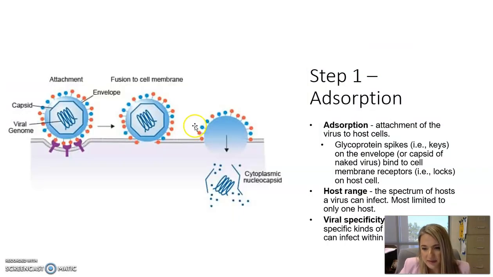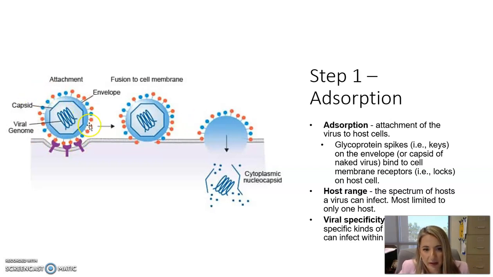So to be more specific and go through it in detail, the first step of an animal virus replication cycle is adsorption. The overall gist of this is that the virus is going to attach to the host cell. How this works is the virus has spikes that act as keys, and they are going to attach to receptors that act as locks on the host cell membrane.